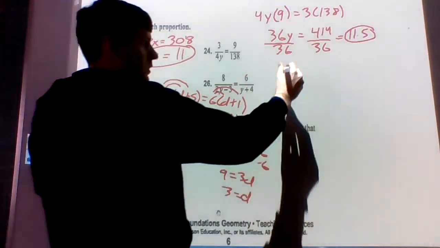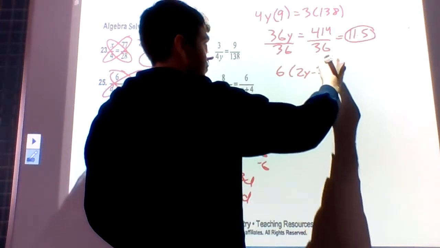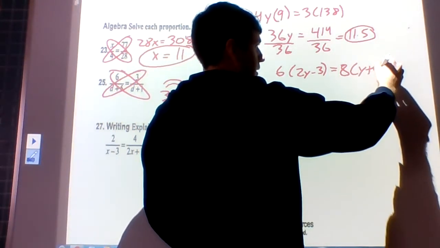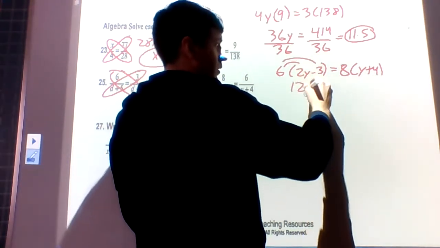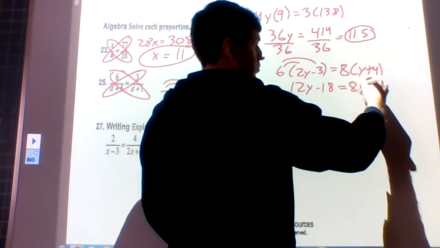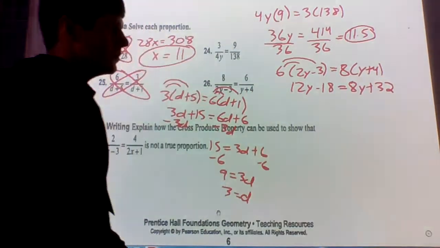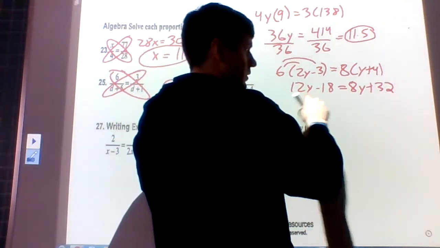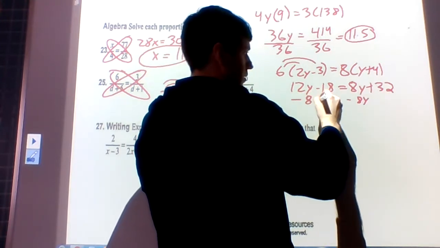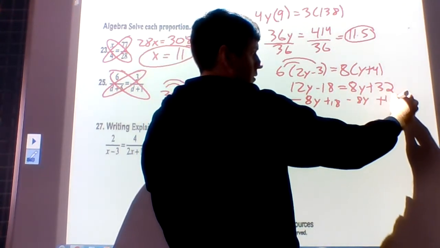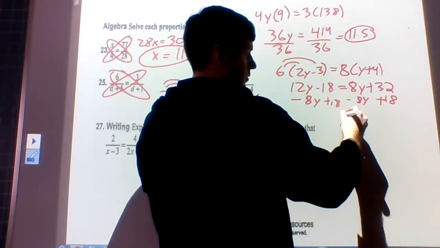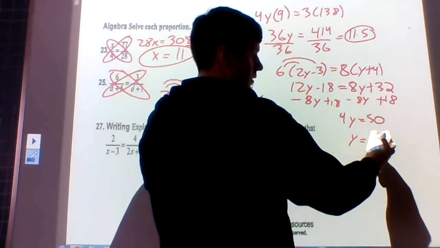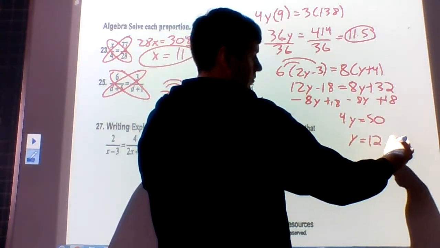Here, when you cross multiply, you get 6 times 2y minus 3. And then the other one is going to be 8 times y plus 4. You gotta make sure you distribute. So you get 12y minus 18 equals 8y plus 32. Subtract 8y from both sides. Add 18 to both sides. You're going to end up with 4y equals 50. Divide by 4. You get 12 and a half.